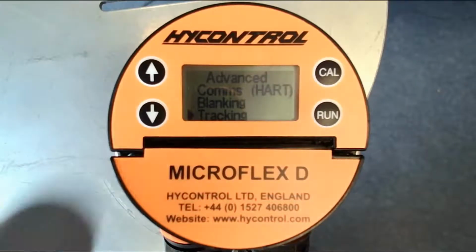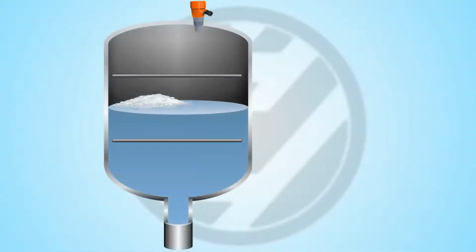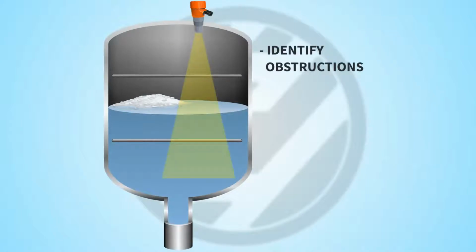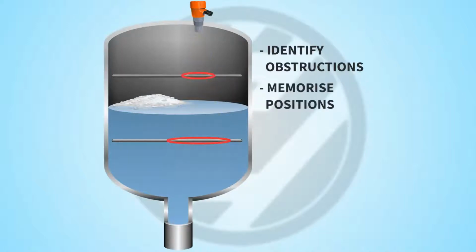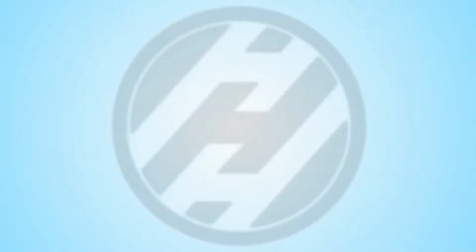Press the down arrow once to go to our mapping option, and press the Cal button once. The mapping function enables us to map out unwanted echoes throughout the vessel range. So if the tank has cross bracing inside or has some kind of obstruction that is causing us some issues, the ideal thing to do is to move the transmitter to an area where there is a clean shot to the liquid surface. This may not always be possible, so the mapping can be used.